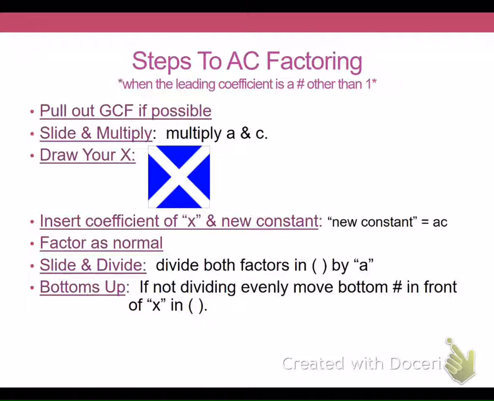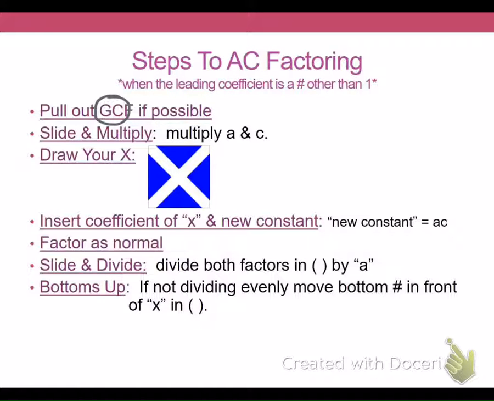Now, this is AC factoring, all right? So this is when the leading coefficient is a number other than 1. So first thing we're going to do is we're going to look for a GCF. Who remembers what GCF stands for? Greatest common factor. So we look for the biggest number that will go into all three of our terms and we'll pull it out first. Once we've done that, then we're going to slide and multiply. You say, what does that mean? It means we're going to take the A at the beginning of the problem and we're going to slide over and multiply it by the constant or the C.